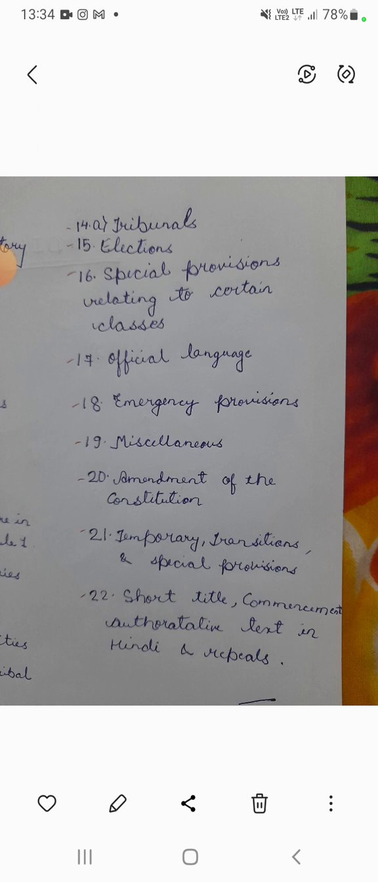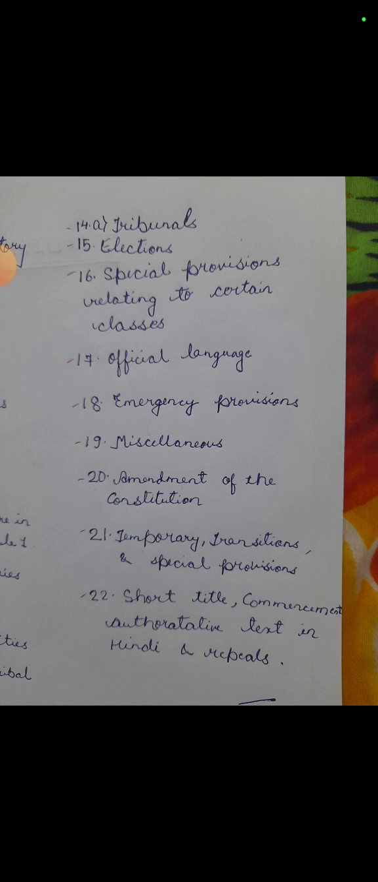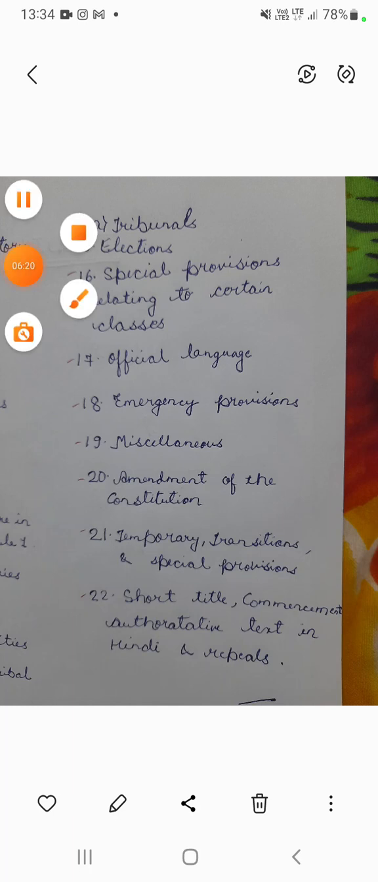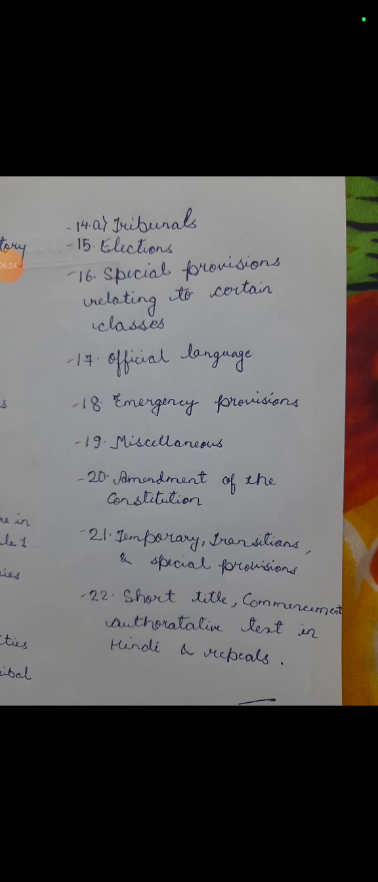Part 21 talks about temporary, transitional and special provisions. And Part 22 talks about short title, commencement, authoritative text in Hindi, and repeals. Friends, this is all about the overview of polity and overview of our country India.